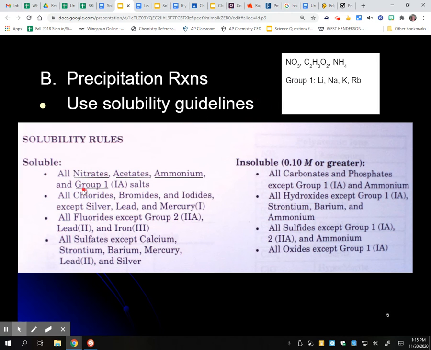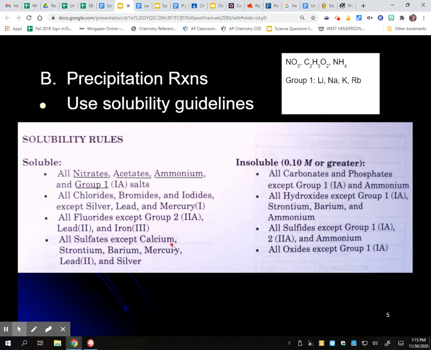Also, anything that is bonded to something in group 1, and here are the most common ones that you'll run into. Any of these, if it's a first thing, these will never produce precipitates. They're always going to be soluble no matter what. There are no exceptions here. So all of these are soluble.